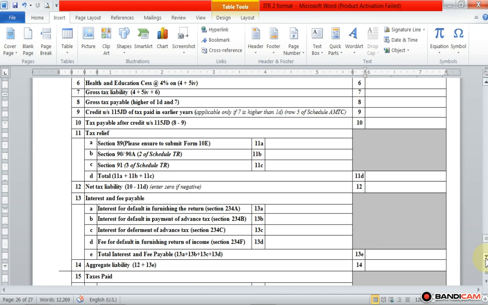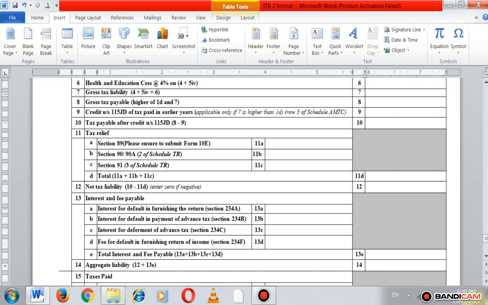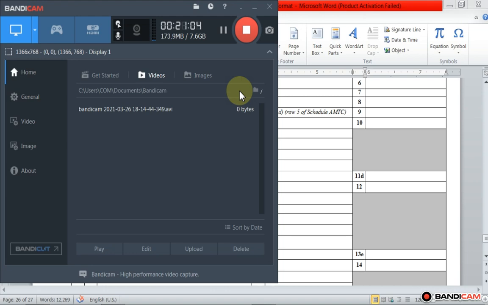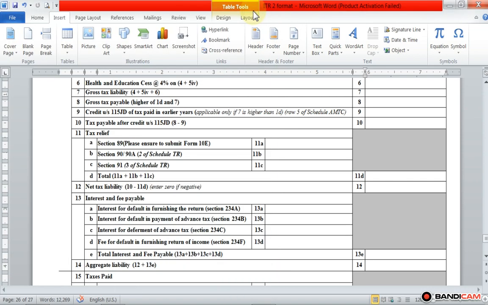So this interest is also included in the tax liability of the assessee. Got it? Yes, sir. Then next one is given here, that is interest for default in payment of advance tax, section 234B. Then interest for deferment of advance tax, section 234C.